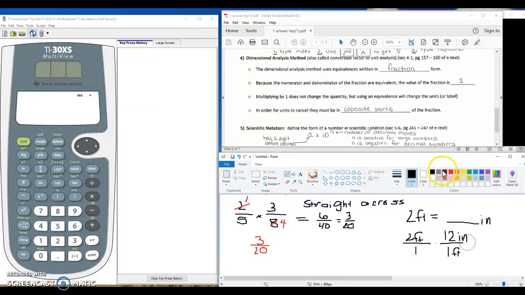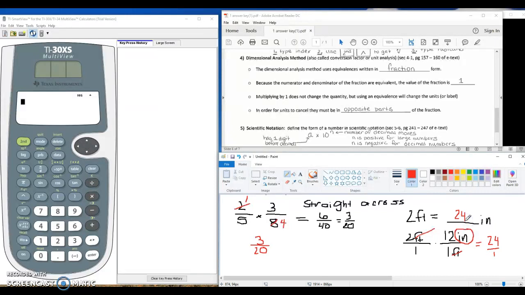So the labels of feet cancel. The label of inches will not cancel, and it is actually the label that we want, so I'm going to circle that. So then, how do we multiply fractions? Well, we multiply straight across. So I have 2 times 12, which is 24. In the denominator, I have 1. 24 divided by 1 is indeed 24 inches, just like you knew from the beginning.